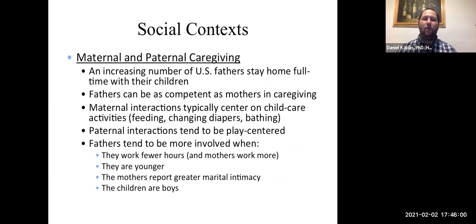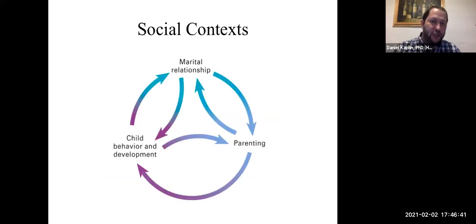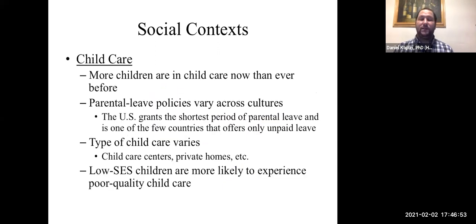But what's interesting is how mothers and fathers interact with children is very different. Mothers are more likely focused on childcare activities like feeding and changing diapers and bathing, whereas fathers tend to spend more time engaging in play and wrestling and things like that. Now, fathers get to be more involved when they work fewer hours, when they're younger, when their children are boys, and when there's greater intimacy in the relationship. Now, here is a circle showing you the bidirectional exchange that happens between the marital relationship, the child, and parenting. We also need to talk about childcare.